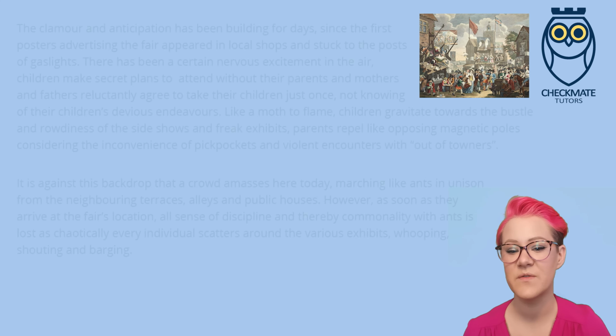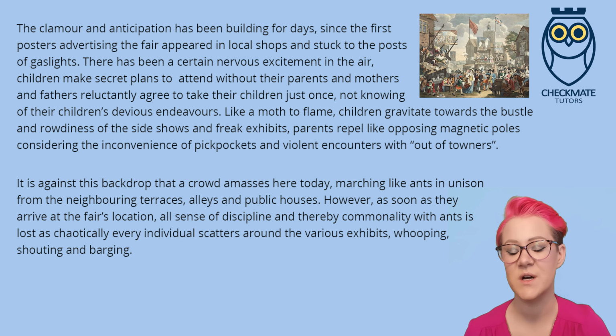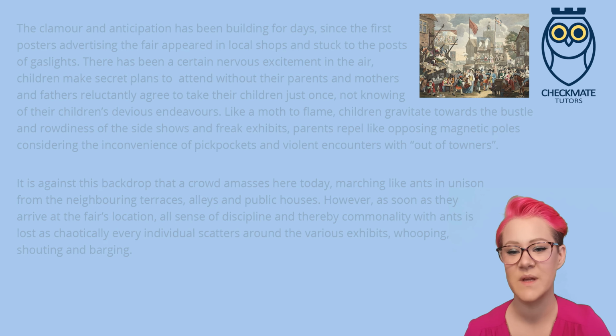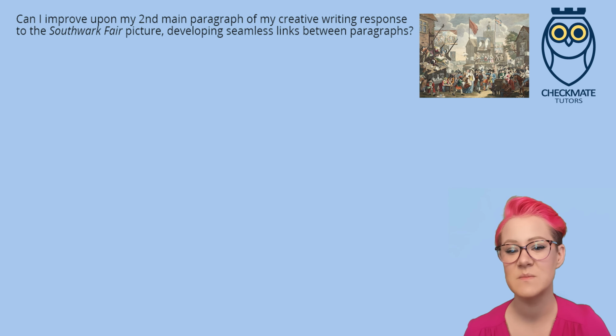So having completed our first and second paragraphs, the big picture or TBP, and our first zoom in, focus and zoom out paragraphs, we are now going to focus on creating another of these paragraphs, but also using the zoom out or concluding sentences of one paragraph to link to the zoom in or topic sentences of the next CCTV paragraph. With that in mind, today's learning question is: can I improve upon my second main paragraph of my creative writing response to the Southwark Fair picture, developing seamless links between paragraphs?